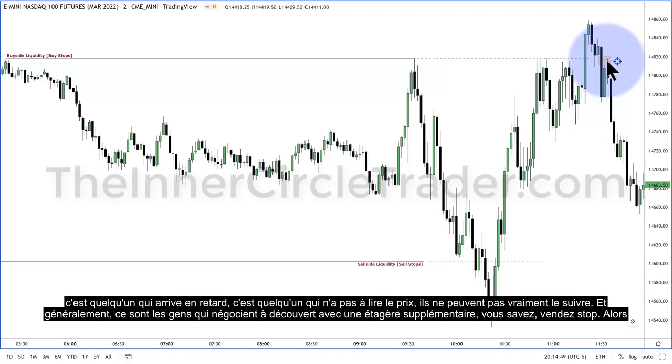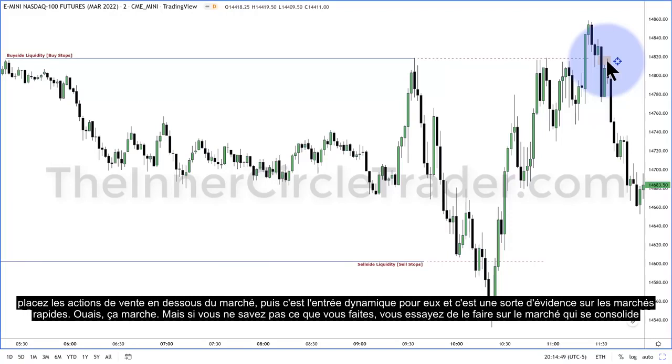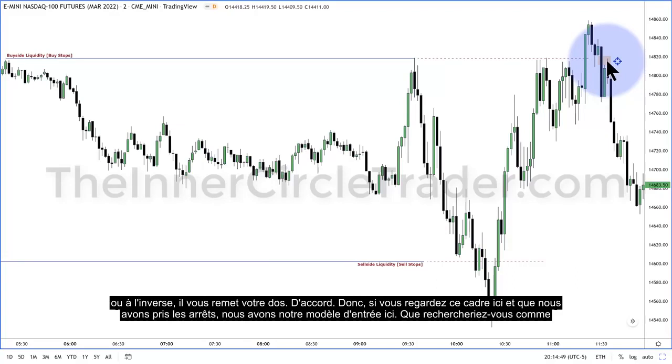And that's somebody that's coming in late. That's someone that doesn't know how to read price. They can't really follow it. And usually they're the people that will trade short with additional sell stops. They'll put sell stops below the marketplace, and that's the momentum entry for them. It's kind of like a no-brainer. In fast markets, it works. But if you don't know what you're doing, you try to do that in a market that's consolidating or about to reverse, it hands you your backside.